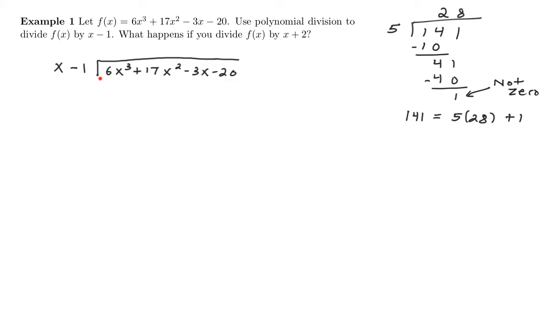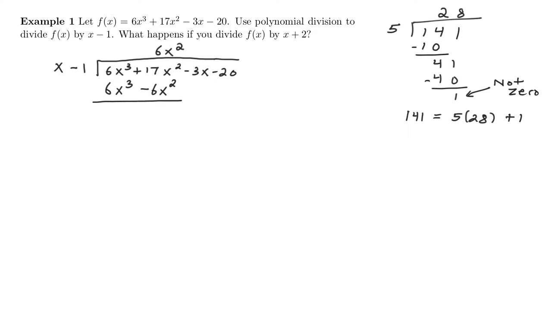I want to get as close to 6x cubed as possible, but I'm multiplying by an x minus 1. So if I multiply this x by 6x squared, it'll give me a 6x cubed. So let's do that. Above the x squareds, I'm going to put 6x squared. And when I multiply 6x squared to x minus 1, I get 6x cubed minus 6x squared.